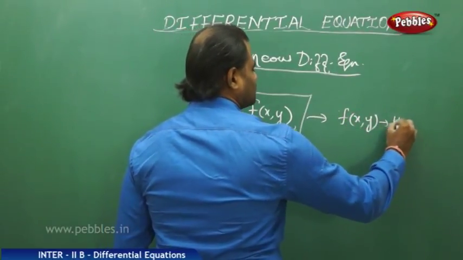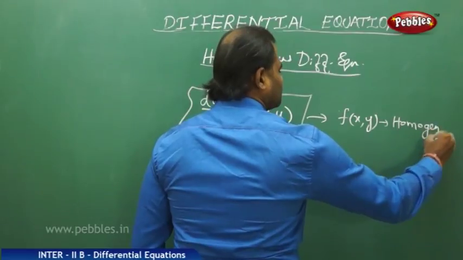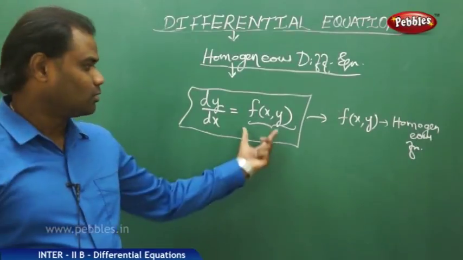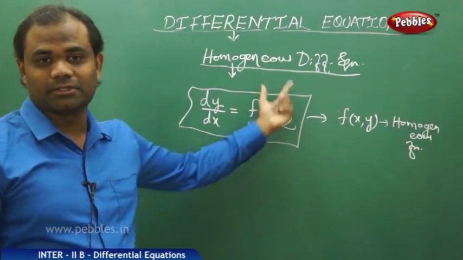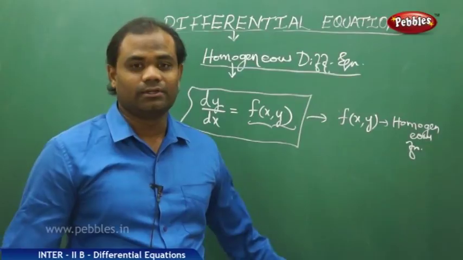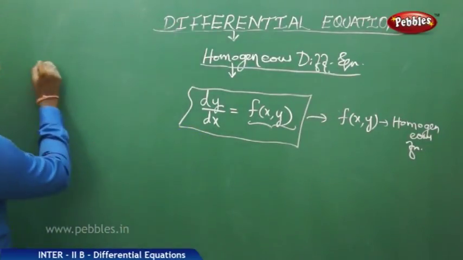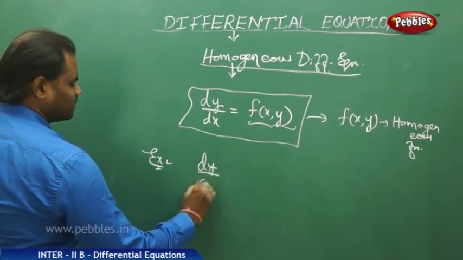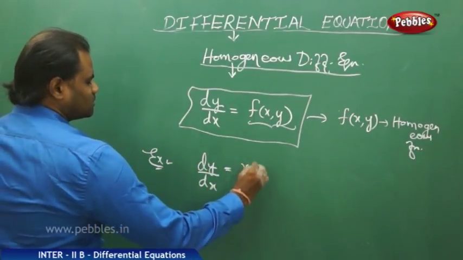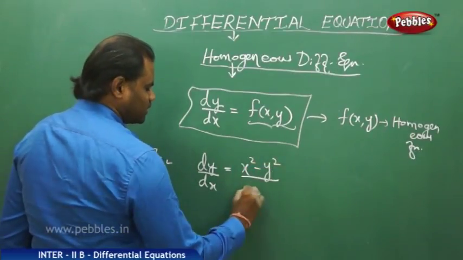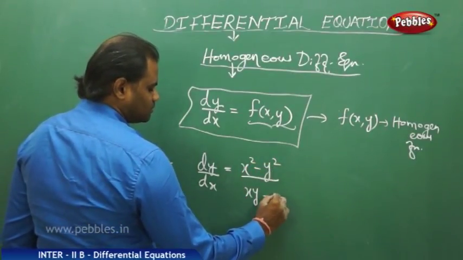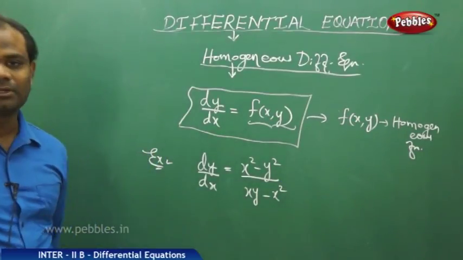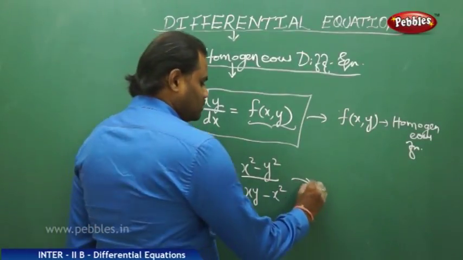If f of x, y is not a homogeneous function, then this differential equation is not a homogeneous differential equation. For example, dy by dx equals x square minus y square by xy minus x square is an example of a homogeneous differential equation.